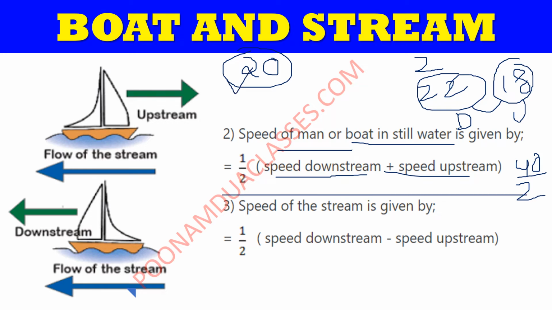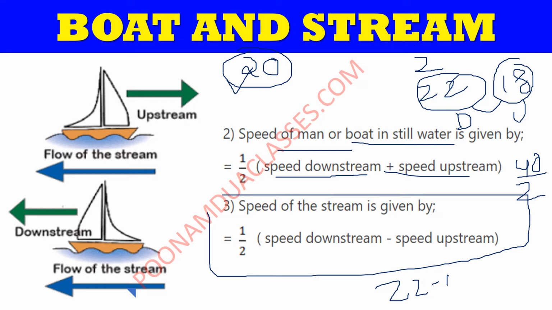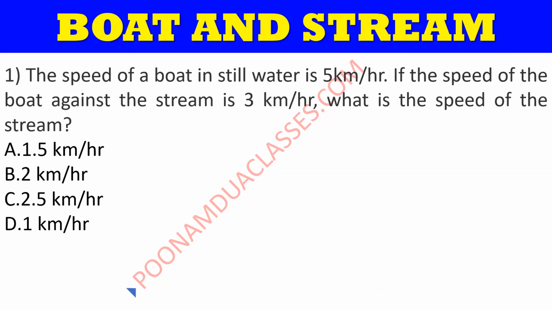And if we are to derive the speed of stream, then what we will do? We will do 22 minus 18 this time, because downstream minus upstream, which will give us answer 4 divided by 2, that is 2. We already know. So this is how we will reach the speed of boat and speed of stream if we are given downstream speed and upstream speed. Let us go for this very simple question at present.